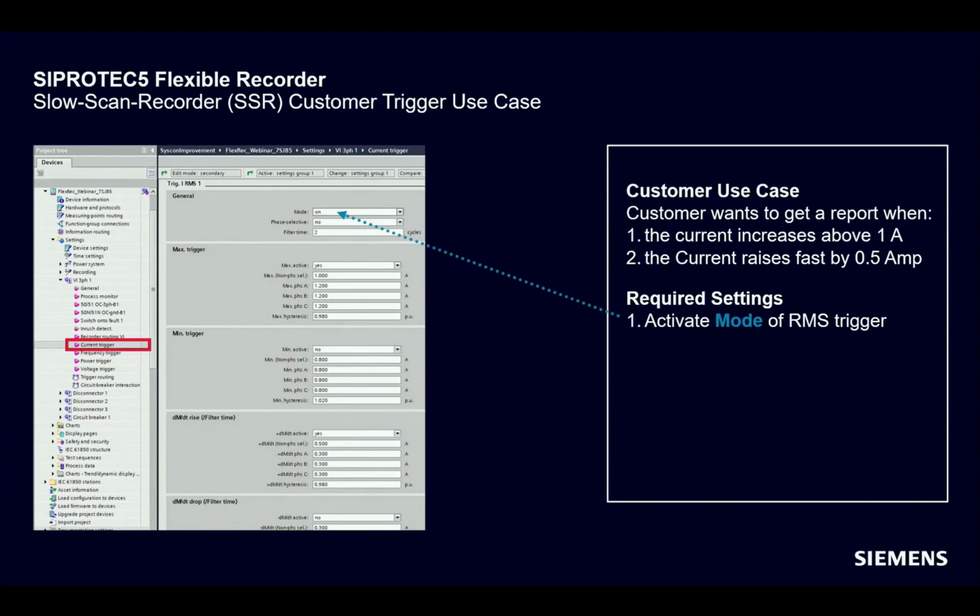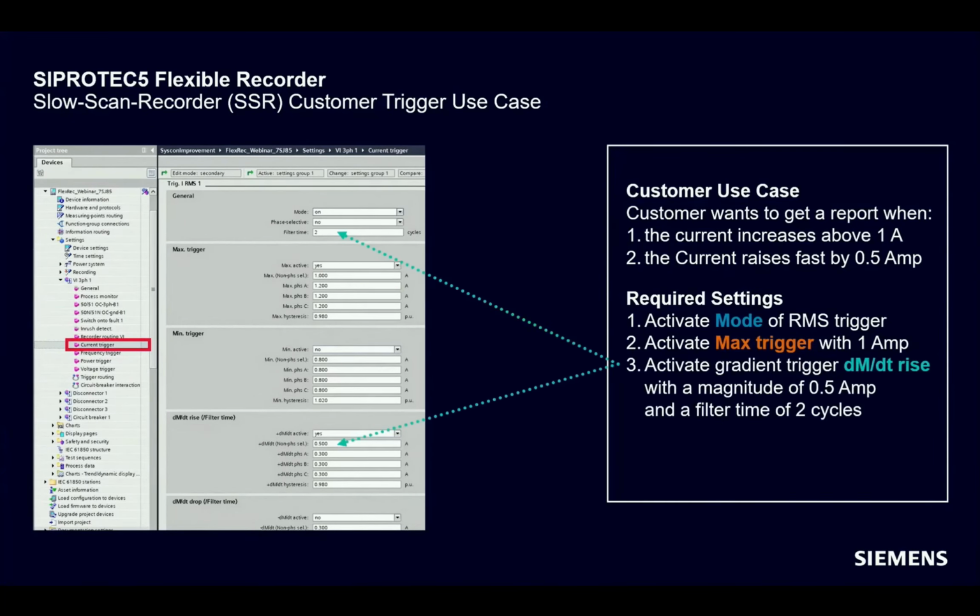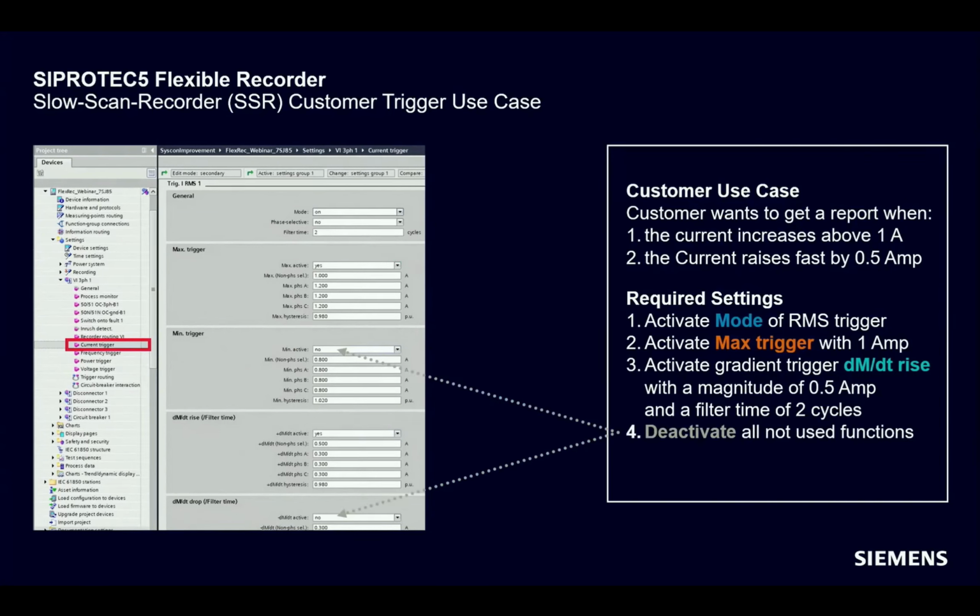Step one, the mode of the current RMS trigger needs to be switched on. Step two, the max trigger value will be parameterized. In our use case, 1 amp. Step number three, the filter time for the gradient trigger needs to be set to 2 cycles, and the rise magnitude value is 0.5 amp. And step four, switch off all unused trigger functionalities.